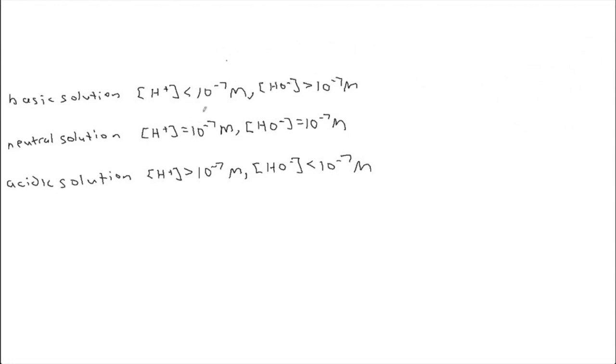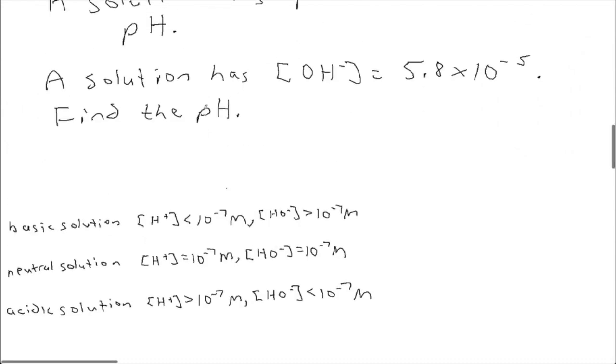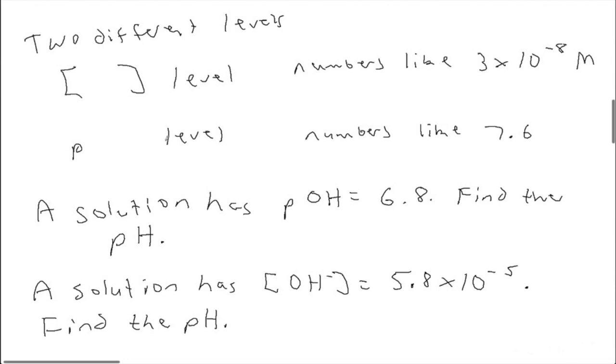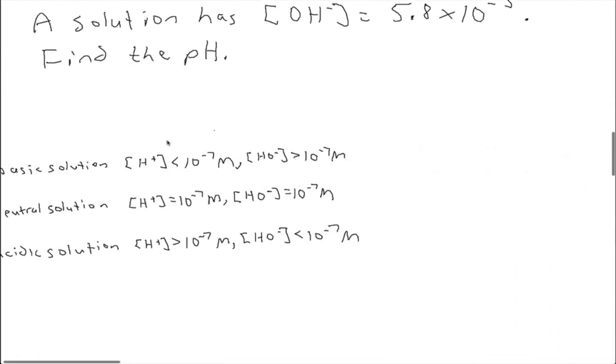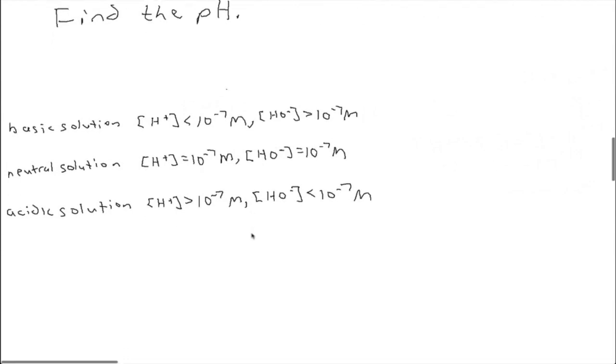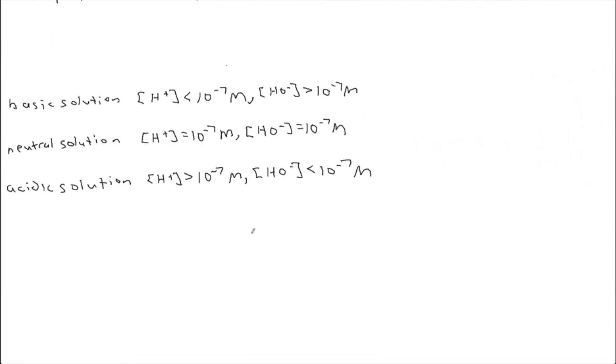Now, remember that we said that there's two different levels to analyze these problems. There's the concentration level and there's the P level. So this table so far has been at the concentration level. Now let's try to write the table for the P level. In a neutral solution, what would be the pH and the pOH?